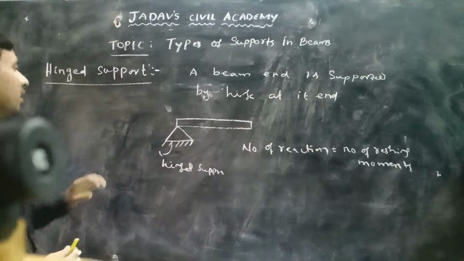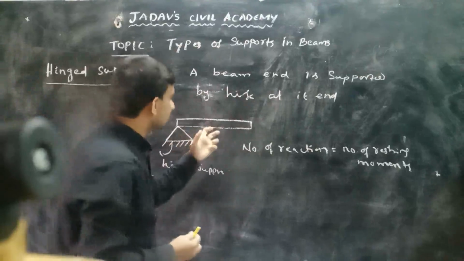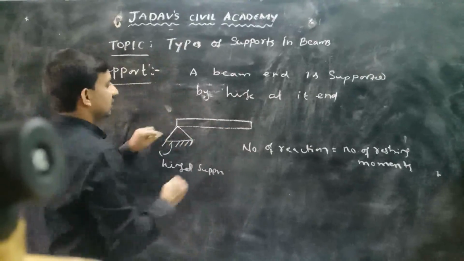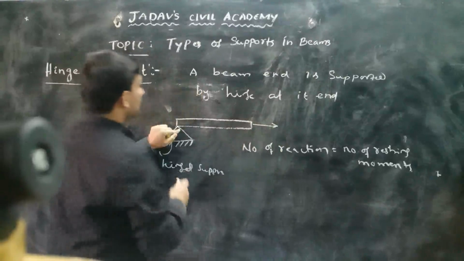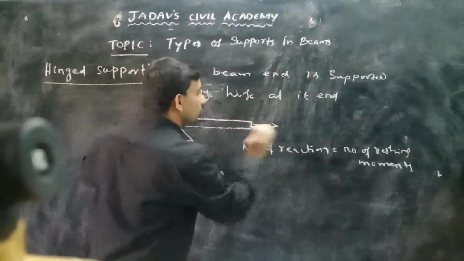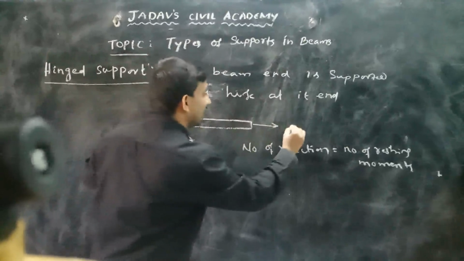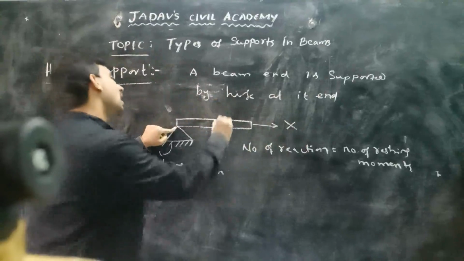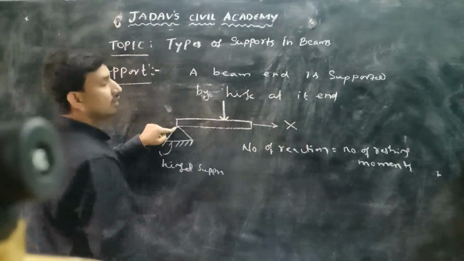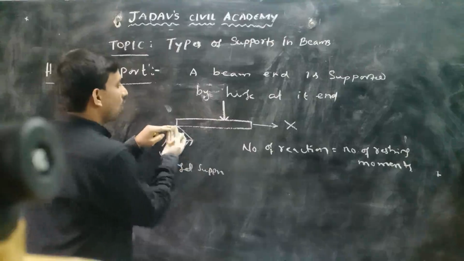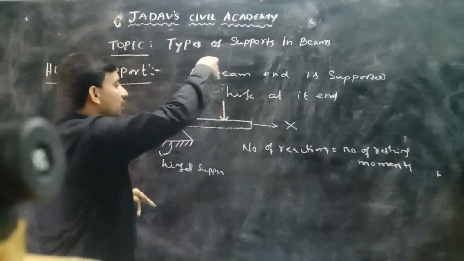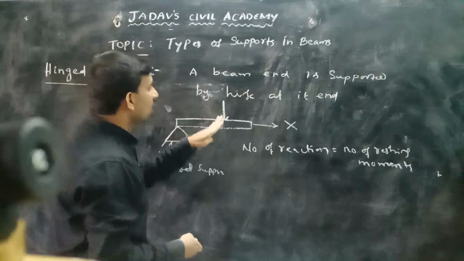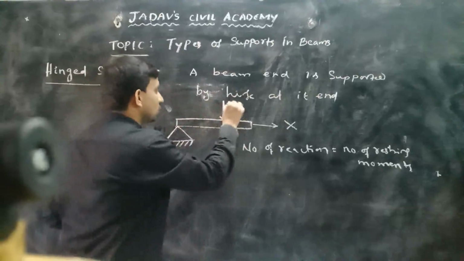Let me explain how many restricting movements and how many non-restricting movements we have in this. As it is a hinge, if you apply a horizontal force, due to this support, it will not move in the horizontal direction. So we have a restriction in the horizontal direction. And if you apply a vertical force on the beam, because of this support, we don't have any vertical movement of this beam. So we are restricting the vertical movement also.